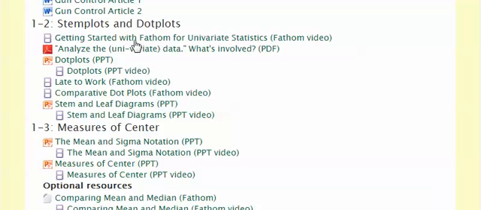So the chapter moves on then to dot plots and stem and leaf diagrams. It seems like at first to the students they're not learning anything, but embedded in these videos are definitely concepts that are new to almost all students.